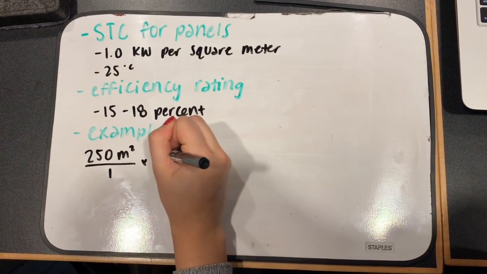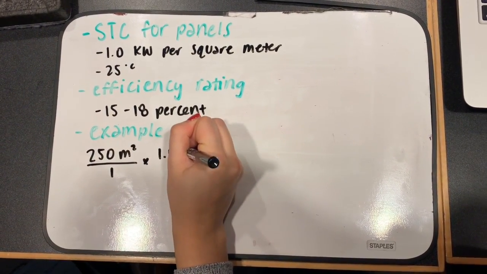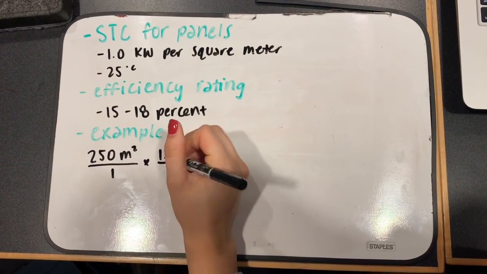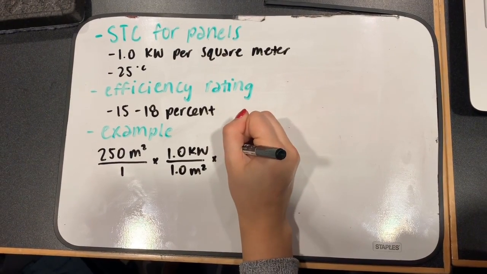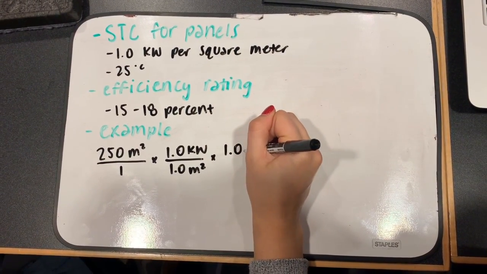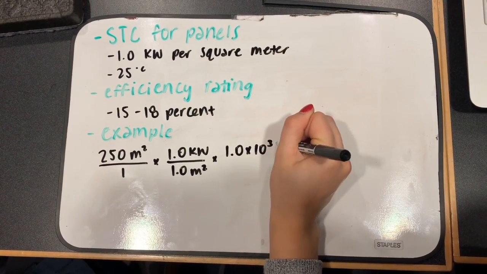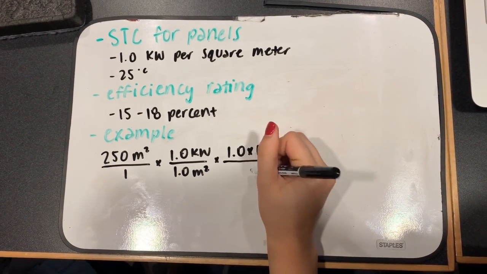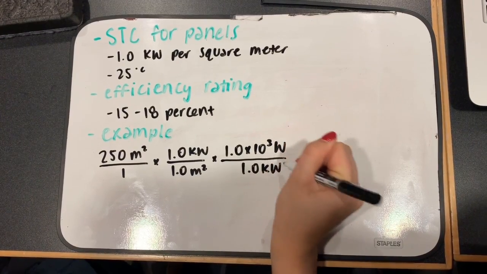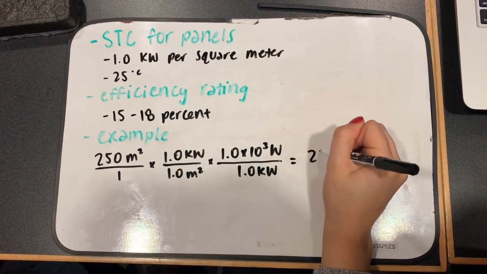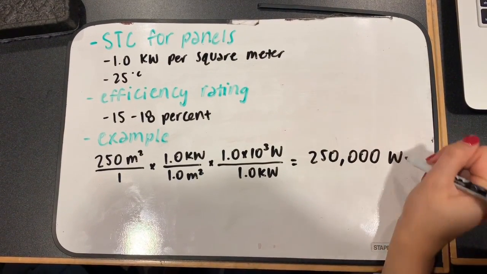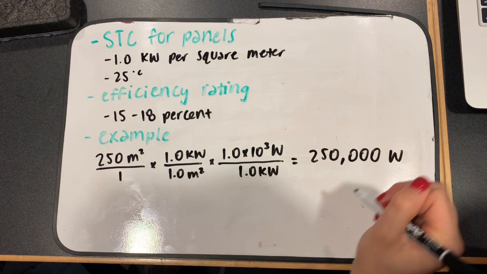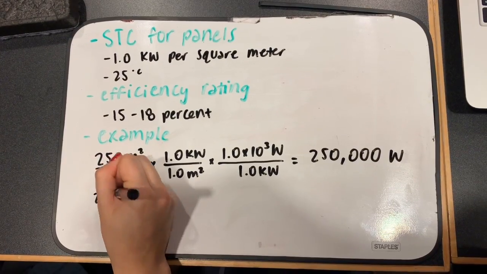To calculate the average power output of your solar panel array, we first multiply 250 square meters by 1.0 kilowatts over 1.0 square meters. The trailing zeros allow us to maintain calculations with 2 significant figures. This will tell us how much power the sun is emitting in kilowatts. To convert this amount to watts, we can then multiply it by 1.0 times 10 to the third watts over 1.0 kilowatts. This tells us that the sun is emitting 250,000 watts into our solar array.